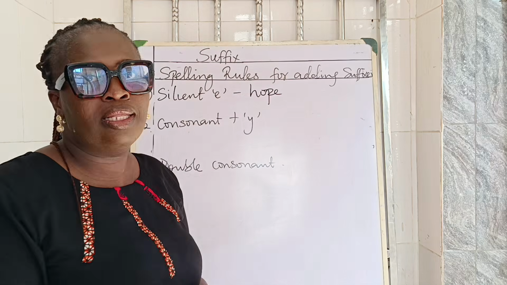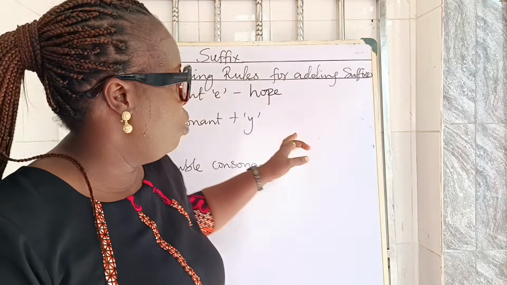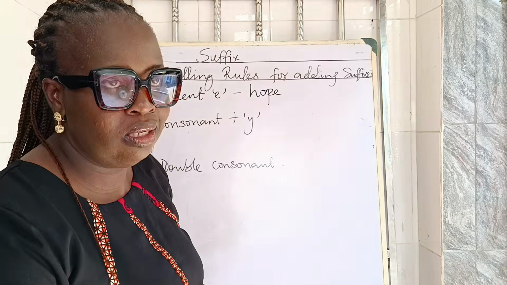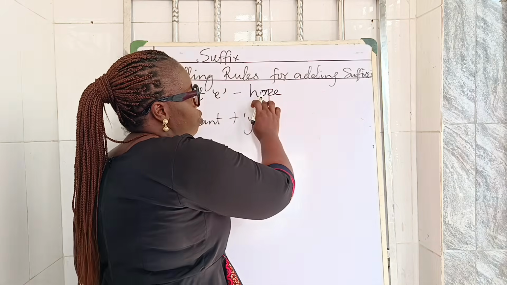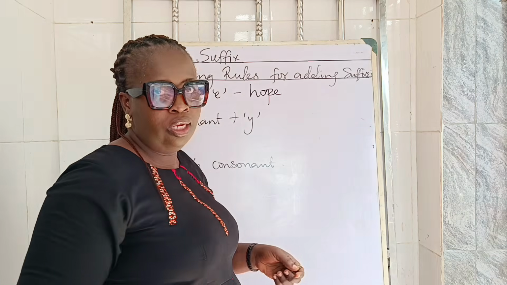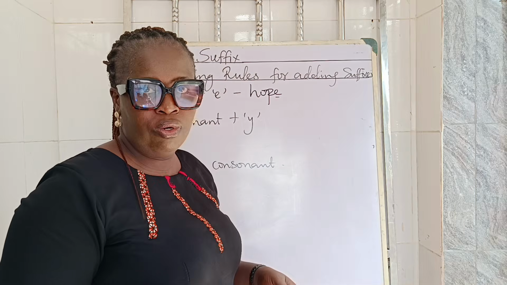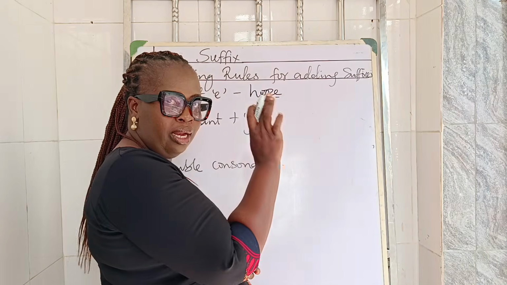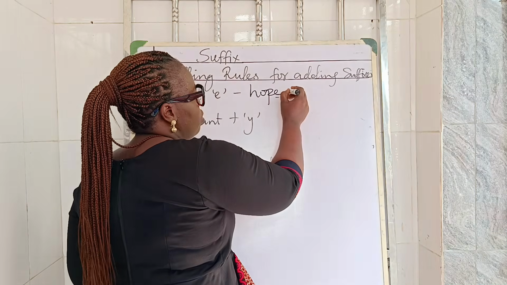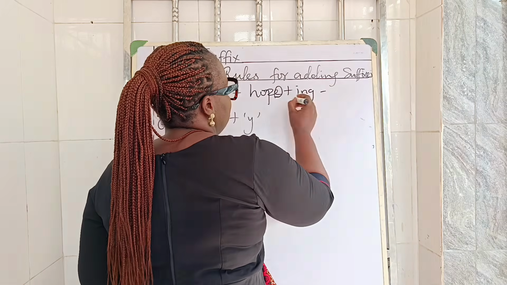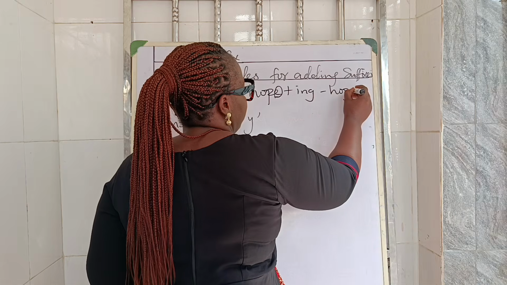And I want to add ing to hope. What will I do to my silent letter E? I will eliminate it. I will not do H-O-P-E-I-N-G. No, because in hope, this E is silent, is not pronounced. That is why it's called a silent letter E. So for me to add my ing, I'm going to eliminate this and have hoping.